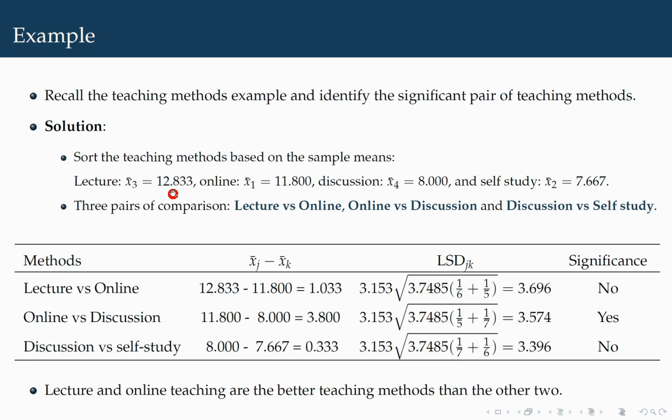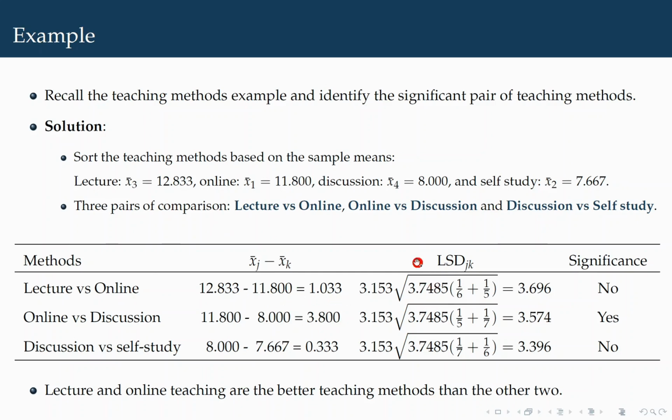So here we could make three pairs of comparisons: lecture with online, online with discussion, discussion with self-study, because we sorted based on the sample means as lecture, online, discussion, self-study. So for the comparison of lecture and online, the sample mean of lecture is 12.833 minus the sample mean of online, 11.8. So the difference is 1.033.